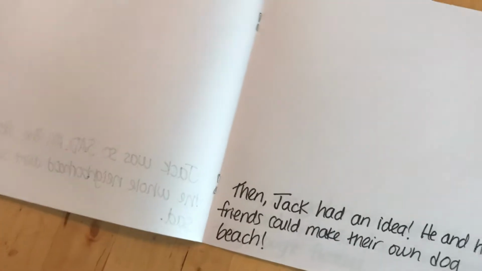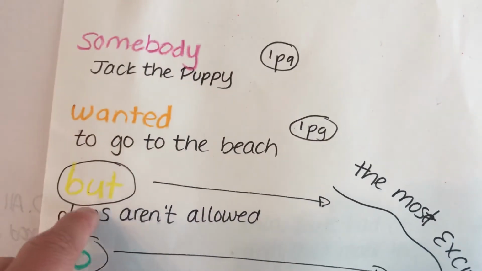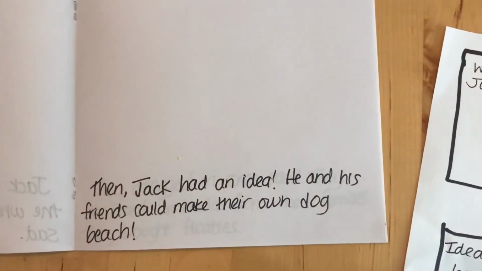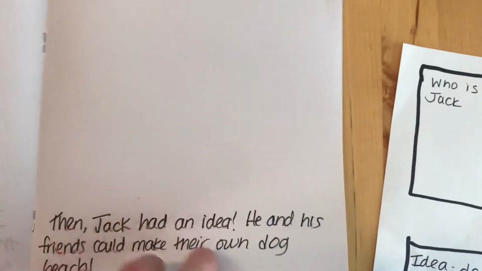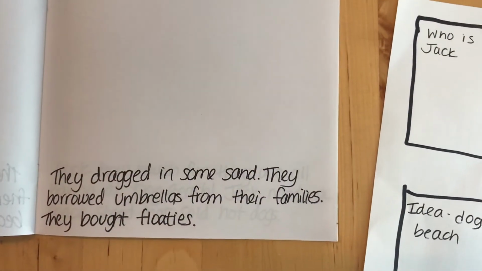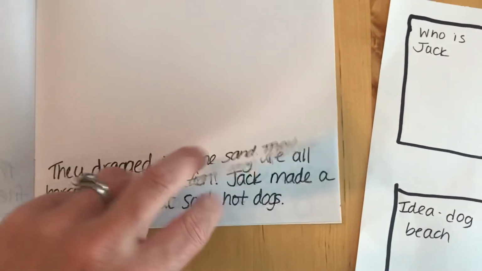So this is where we are in our story. Somebody is Jack. He wanted to go to the beach, but no dogs allowed. So they're making the dog beach. The so part is a little longer. So then Jack had an idea. He and his friends could make their own dog beach. They dragged in some sand. They borrowed umbrellas from their families and they bought floaties.